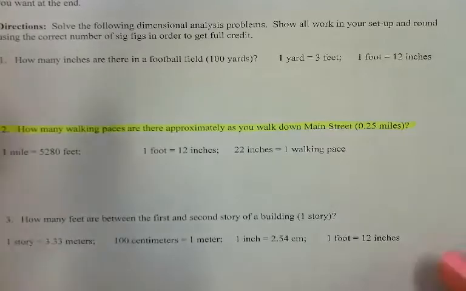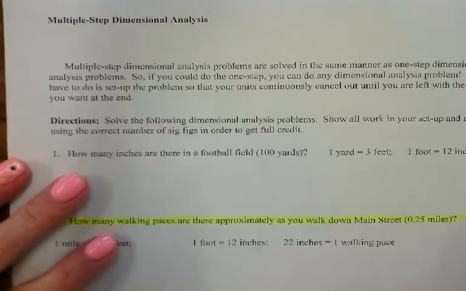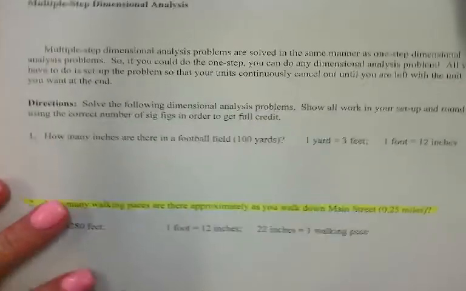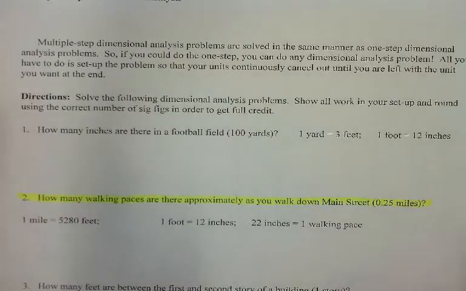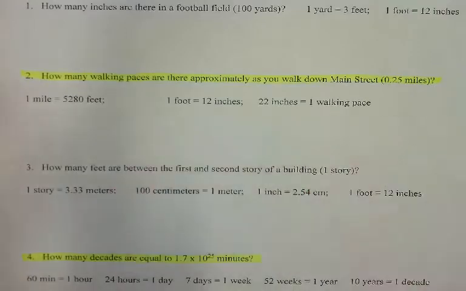This is page 5 of your homework. There we go, page 5. Multi-step dimensional analysis. That just means that there's going to be more than one conversion factor. You can make it through this. So I'm going to do a couple of the problems on this page. We've got conversion factors listed for you even, so it shouldn't be that terrible.